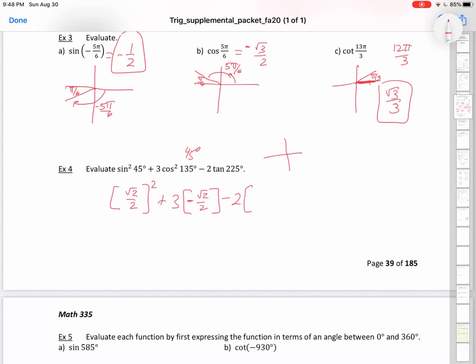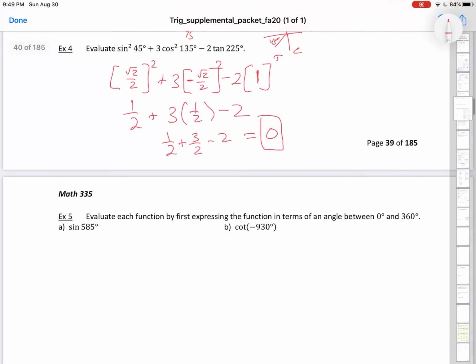Well, 225 degrees is in that third quadrant, 45 degrees beyond the 180, and because of that, it's going to have a tangent ratio of 1, and it's actually going to be positive because all students take calculus, and the tangent would be positive there. Root 2 over 2 squared is 1/2, plus 3, oops, I forgot to square that one, times another 1/2, minus 2. And so now we have 1/2 plus 3/2 minus 2, and so we get a nice 0 out of that pretty quickly with our arithmetic skills coming through.